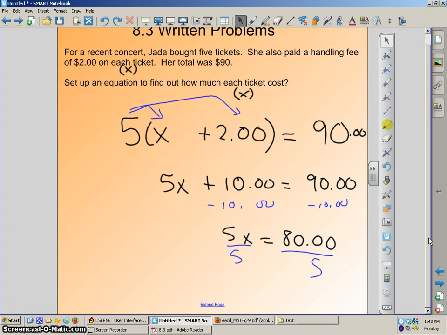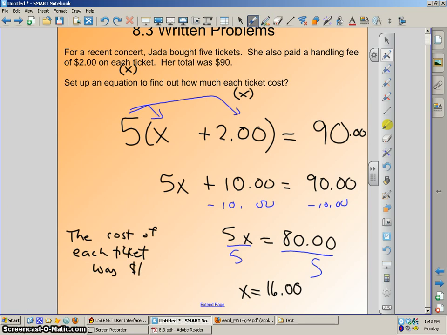So we get, when we divide 5 into 80, we get 16. So that's $16, and we just write ourselves a quick little sentence there. The cost of each ticket was 16. So that'll help you, but the thing we have to keep in mind was that little handling fee or that service fee or whatever. Is it for each ticket? That's kind of the important words there.